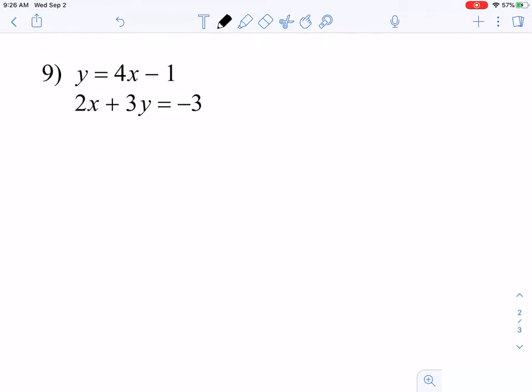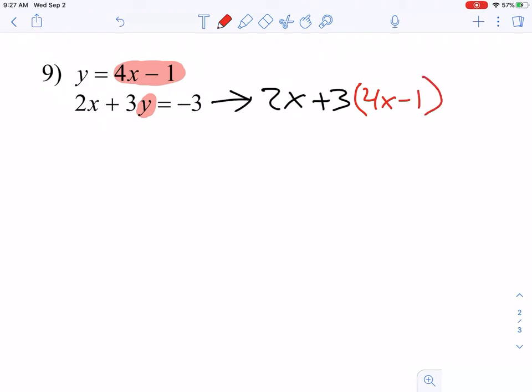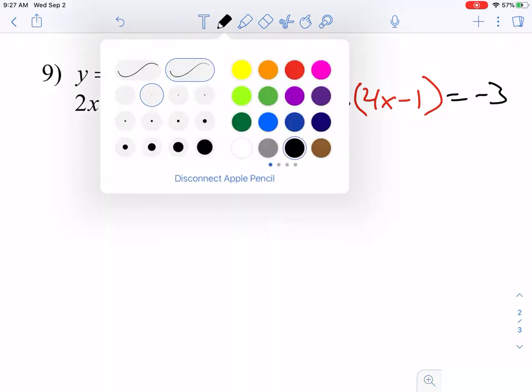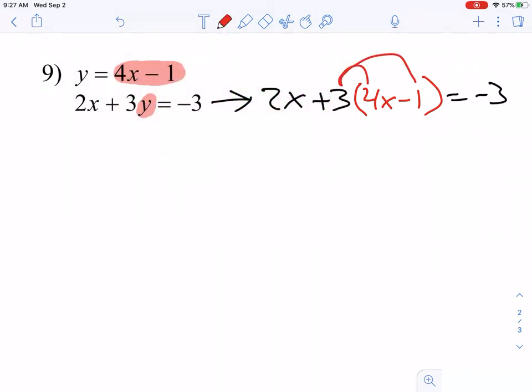All right, let's take a look here at number 9. We have y is equal to 4x minus 1. So in my other equation, 2x plus 3, and then I'm replacing the y. I'm substituting it with 4x minus 1 equals negative 3. I am distributing in. 3 times 4 is 12x. 3 times negative 1 is negative 3. Everything else gets rewritten. So that's 2x and negative 3.